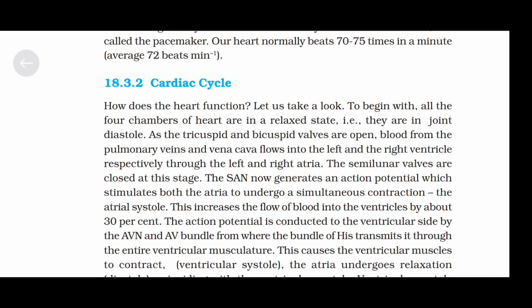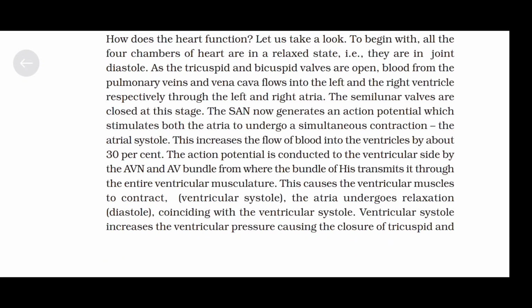The SAN now generates an action potential which stimulates both the atria to undergo a simultaneous contraction, the atrial systole. This increases the flow of the blood into the ventricles by about 30%. The action potential is conducted to the ventricular side by the AVN, from where the bundle of His transmits it through the entire ventricular musculature. This causes the ventricular muscles to contract. Ventricular systole. The atria undergo relaxation, diastole, coinciding with the ventricular systole.